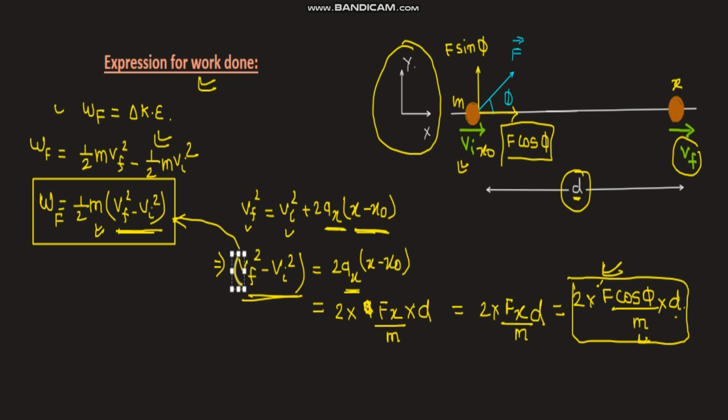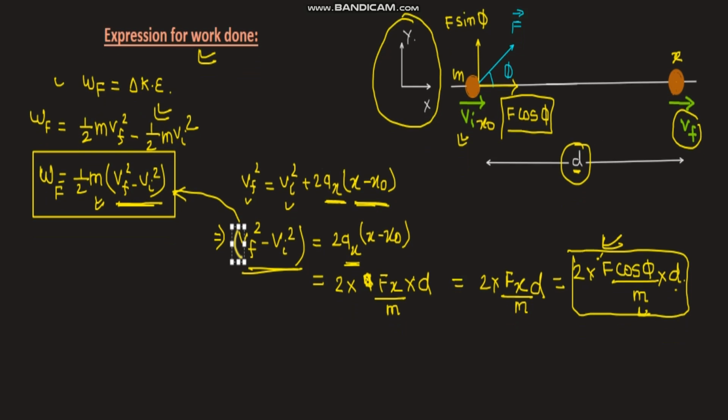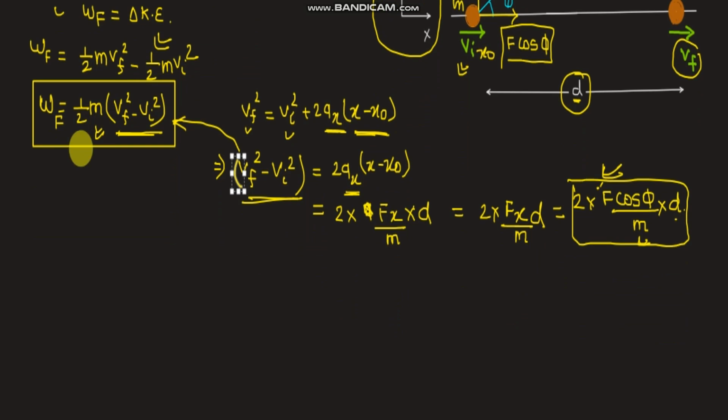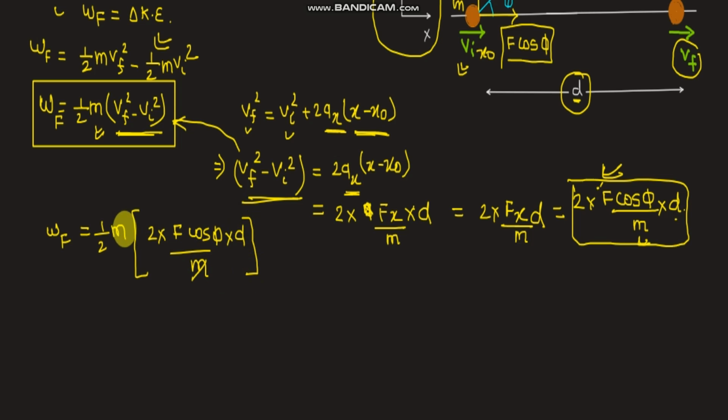Let's come down a bit. Here, putting the value, we get work done by force is equal to 1 by 2 m, and now we are putting the value of v final square minus v initial square, which comes out to be 2 F cos phi into d divided by m. So m gets cancelled out, 2 gets cancelled out, and we finally come up with F cos phi into d.